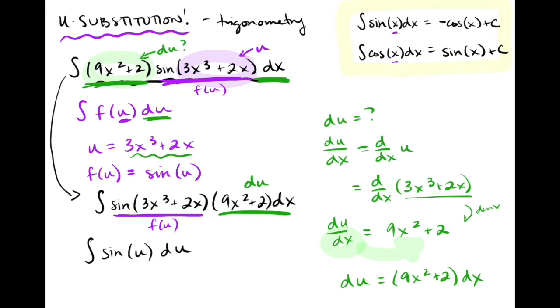I know the integral of sine is equal to negative cosine of u plus c. And then because I already know what u is, remember I said all the way up here that u is equal to 3x cubed plus 2x, I can plug that in for my u down here to find that this is equal to the negative cosine of 3x cubed plus 2x plus c.